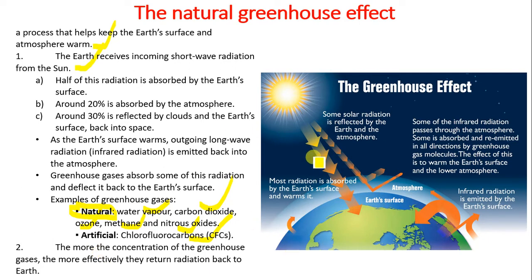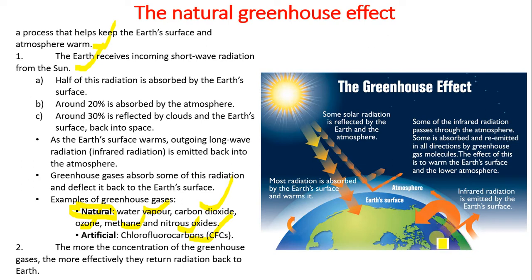So, looking at this diagram here, out of the total solar radiation from the sun, before it reaches the Earth's surface, some solar radiation is reflected by the Earth's atmosphere back. Most radiation is absorbed by the Earth's surface and warms it. Some of the infrared radiation passes through the atmosphere. Some is absorbed and re-emitted in all directions by greenhouse gas molecules. The effect of this warms the Earth's surface and lower atmosphere.